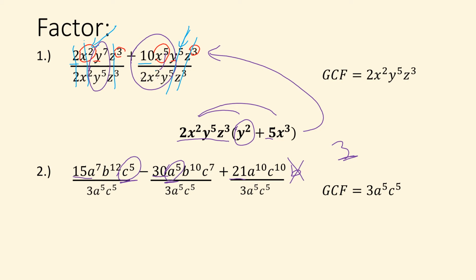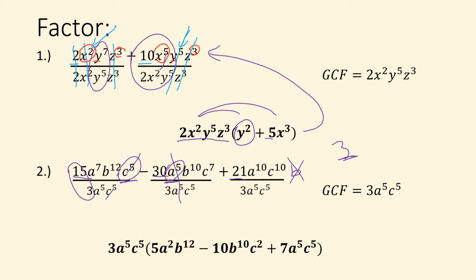Cancel anything we can. C's cancel, a's cancel. Nothing cancels in that last one. All these fractions are going to simplify. The GCF goes on the outside. 5, subtract exponents, a squared. B to the 12th is left over there.